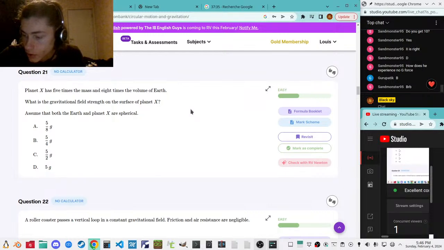So volume is proportional to R cubed, right? So if it has 8 times the volume, it has 8 to the radius cubed. So 8 cubed, what is that, 256? Or 512? There's a 64. It's 2 to the 9, so it's 512.